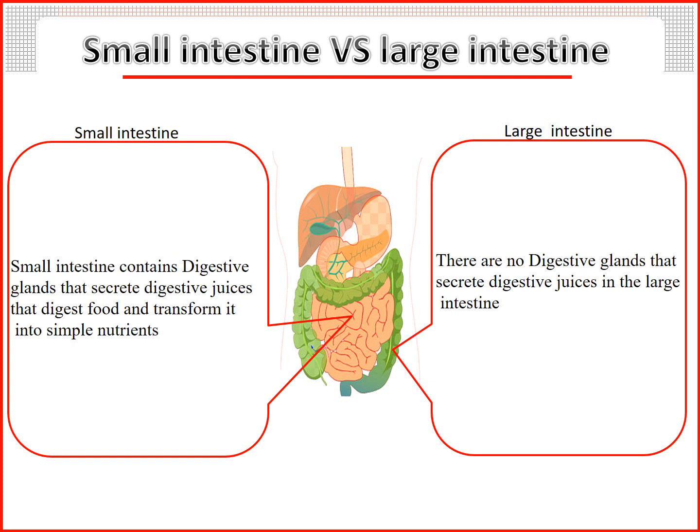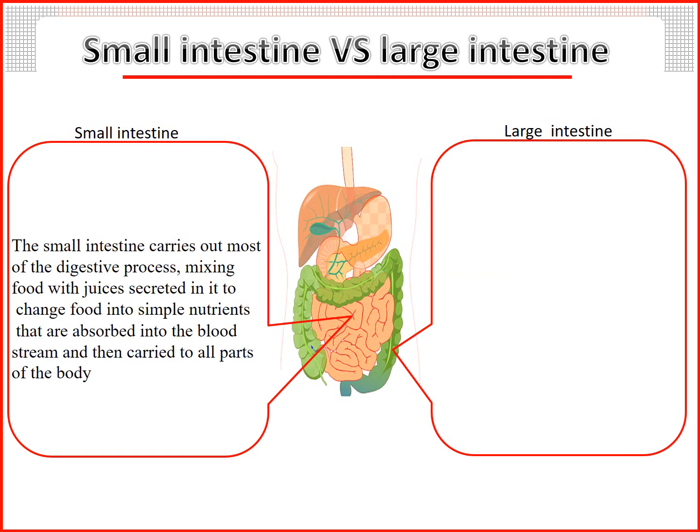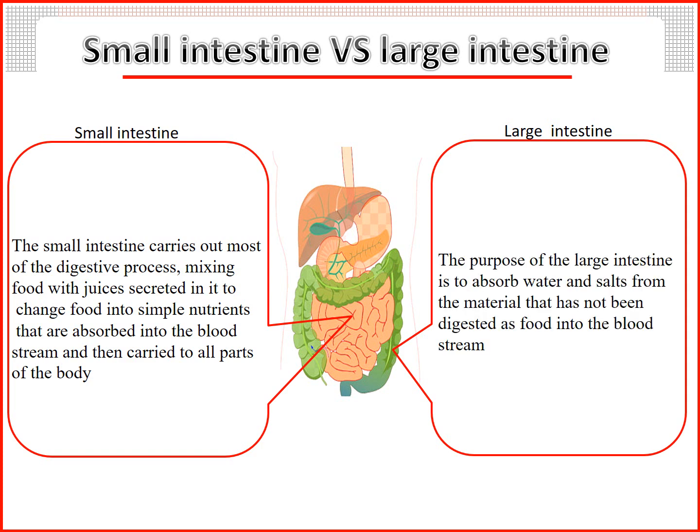Small intestine contains digestive glands that secrete digestive juices that digest food and transform it into simple nutrients, while there are no digestive glands that secrete digestive juices in the large intestine. The small intestine carries out most of the digestive process, mixing food with the juices secreted in it to change food into simple nutrients that are absorbed into the bloodstream and then carried to all parts of the body.